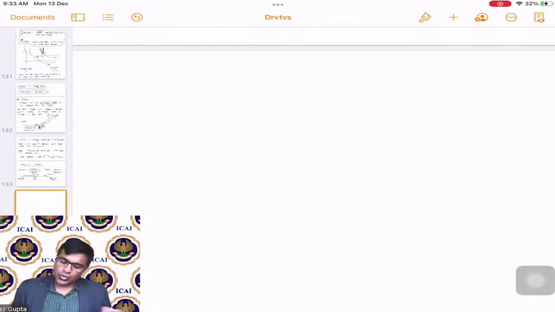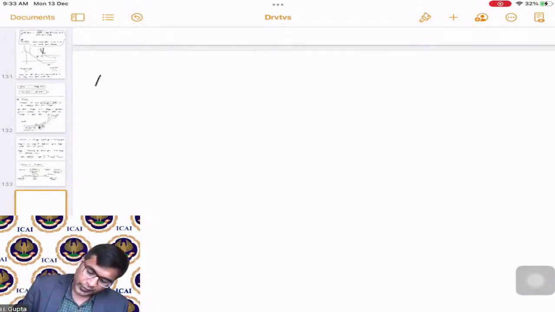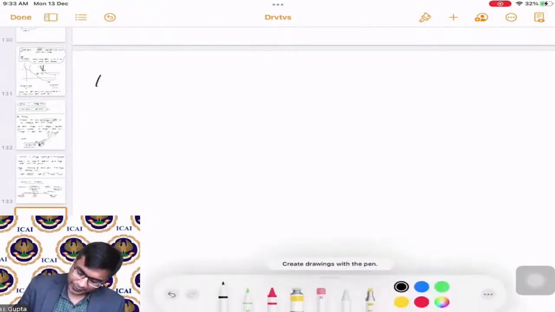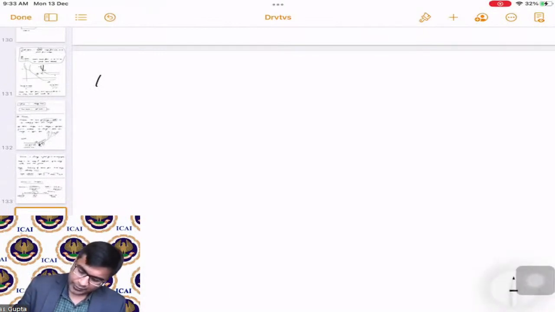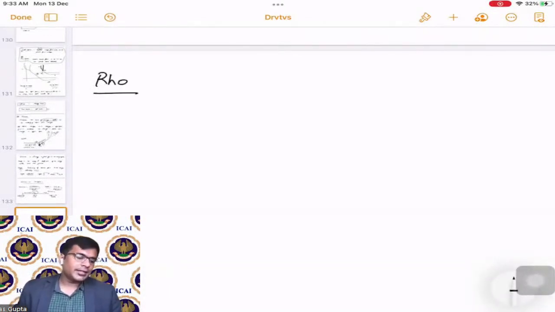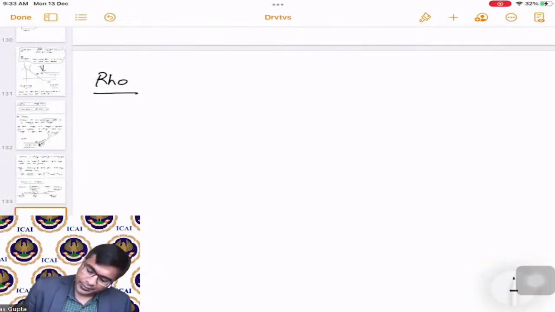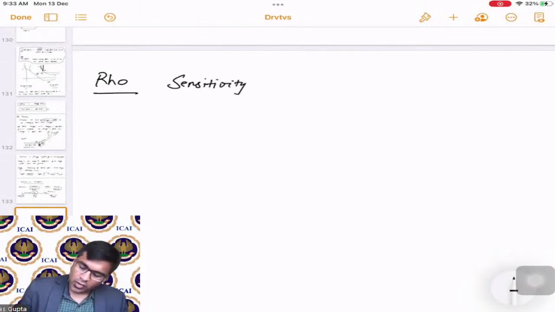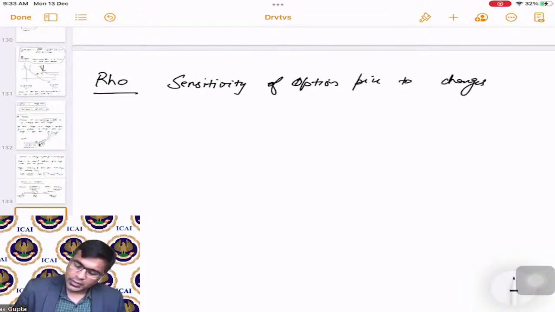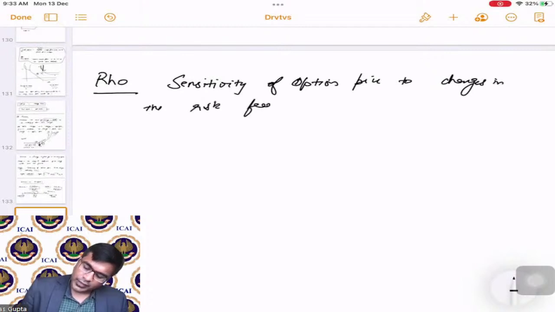Now the last two are rho and theta. Rho is actually the sensitivity of an option price to changes in the risk-free rate. Sensitivity of option price to changes in the risk-free rate.